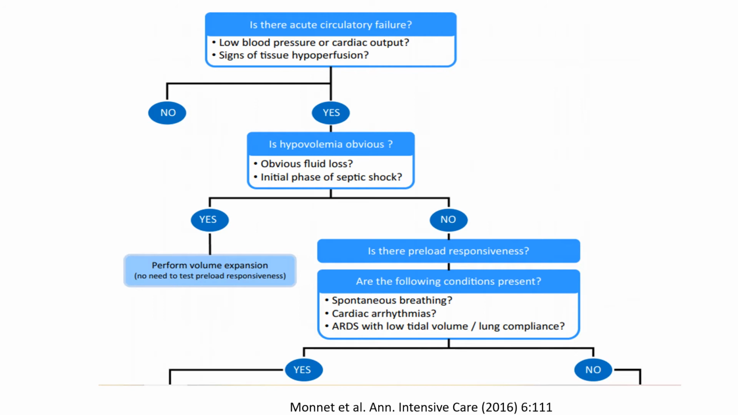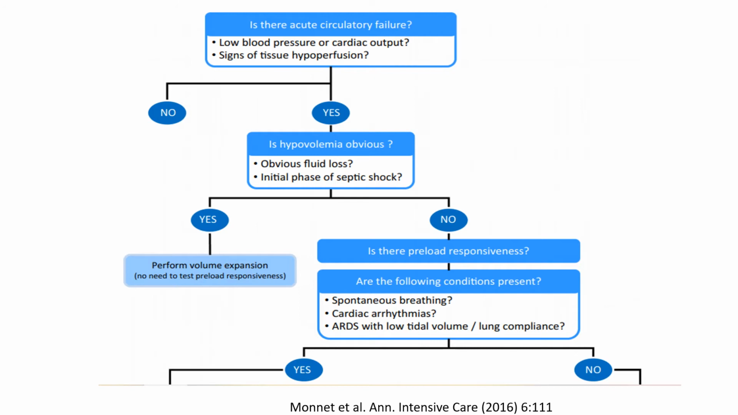So something like 1 liter in most of the cases, and not 30 ml per kg, which amounts to 2 liters, is the initial bolus that you should be giving, unless, like I just told you, you think there are more fluid losses. Now, this is if there are obvious fluid losses or there's initial phase of septic shock. Now, initial phase of septic shock means whether he has already received fluids or not.